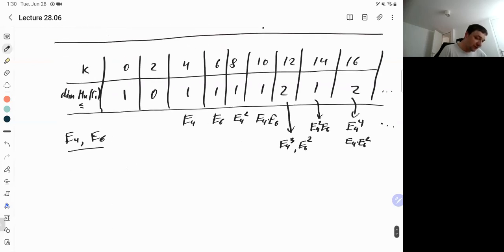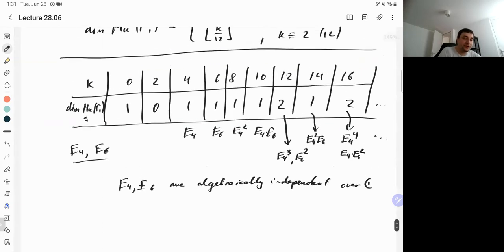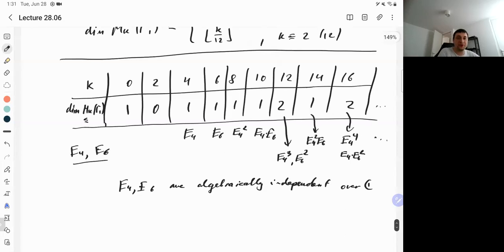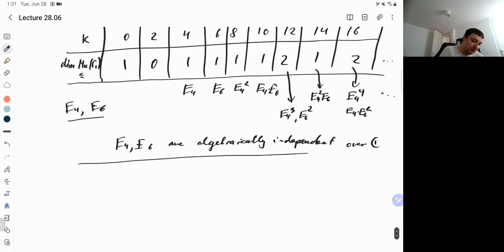So the only part that I'm not saying how to prove is that E4 and E6 are algebraically independent as functions, I mean, over C. So they don't satisfy any non-trivial relations, so at no point will you have fewer functions than you can come up with. And this, maybe let's leave it as an exercise.